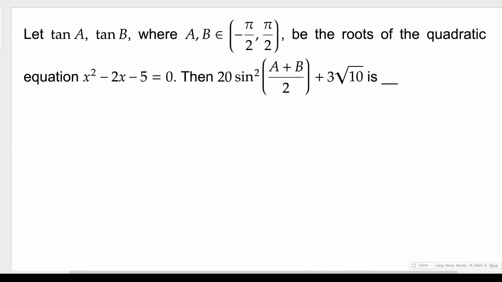Consider this given problem statement. Let tan A and tan B, where A, B belong to the interval negative pi by 2 to pi by 2, be the roots of the quadratic equation x squared minus 2x minus 5 equal to 0. We need to compute the value of 20 times sine squared of (A plus B) by 2, plus 3 times square root of 10. This is the expression which we need to resolve and get the value.